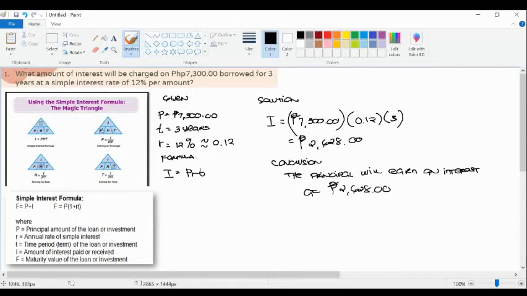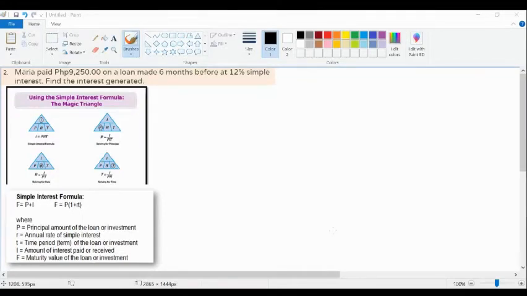2,628 pesos. Second example, Maria paid 9,250 pesos on a loan made 6 months before at 12% simple interest. Find the interest generated. So for this question, we have the givens of the maturity value of Maria's loan, that is 9,250 pesos. We also have the time. However, this is in 6 months. Remember, we need to convert this into years.